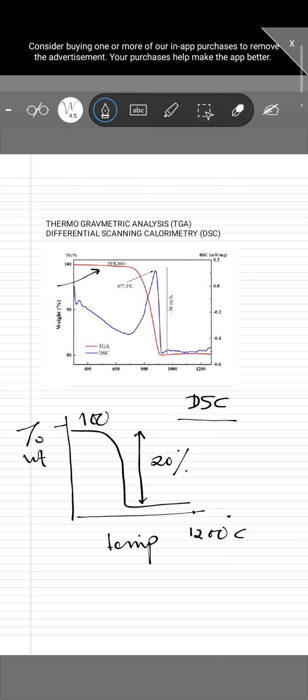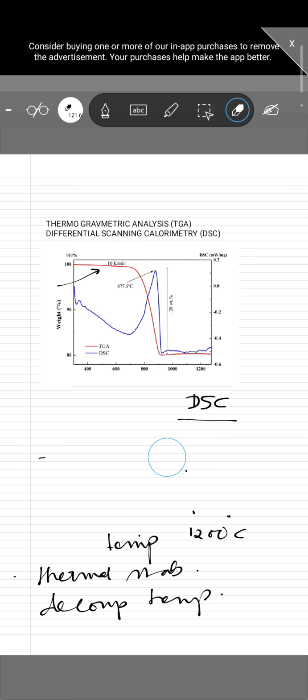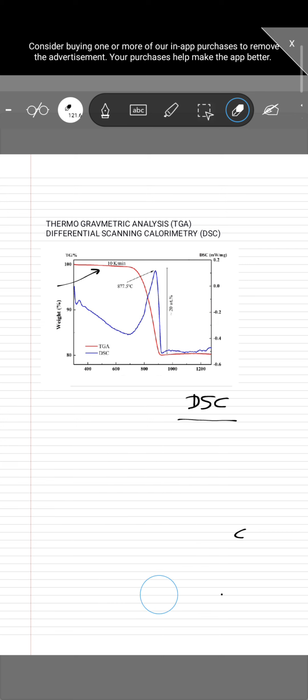Now this TGA test is mainly done to measure the thermal stability of the material, and in case of polymers especially, it is also used to measure the decomposition temperature. Now there are two different approaches by which you can perform this TGA test.